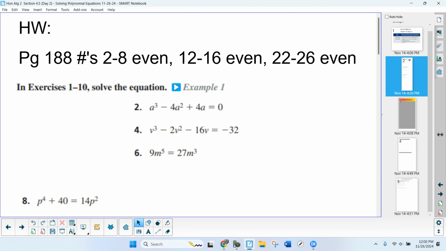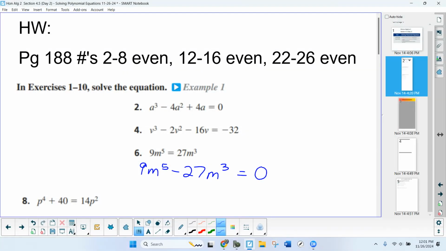All right, last night, how did you guys do on the first 4? Solve. These were all factorable. So you could move them all over, make it equal to 0, and solve by factoring. How did we do? Any of them get ya? 6? Okay, so on number 6, the first thing I did is I brought this over. So when I did, I got 9m to the 5th minus 27m to the 3rd equals what? 0. Now, what's your GCF that you guys can take out of here?